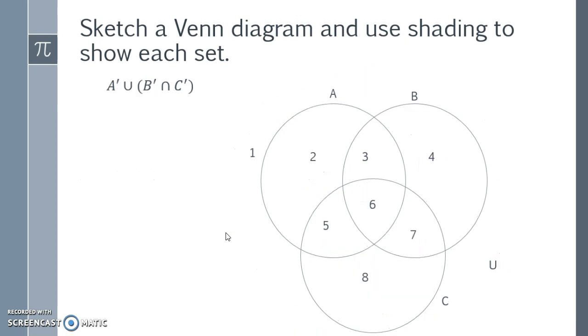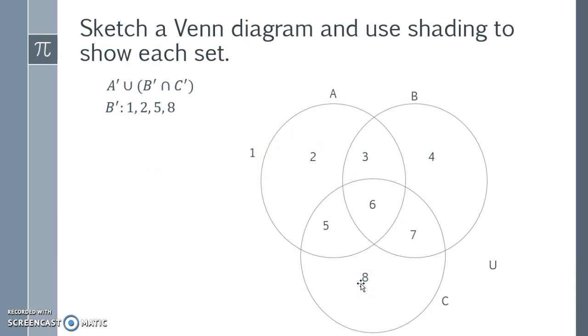And our final example, here we have A prime union with B prime intersect C prime. So again, we have our 3 pieces. They're all labeled 1 through 8. I'm going to start inside the parentheses and work my way out, just like the order of operations would do. So I'm going to first start by looking for what is not in B. So those items that are not in B are 1, 2, 5, and 8.